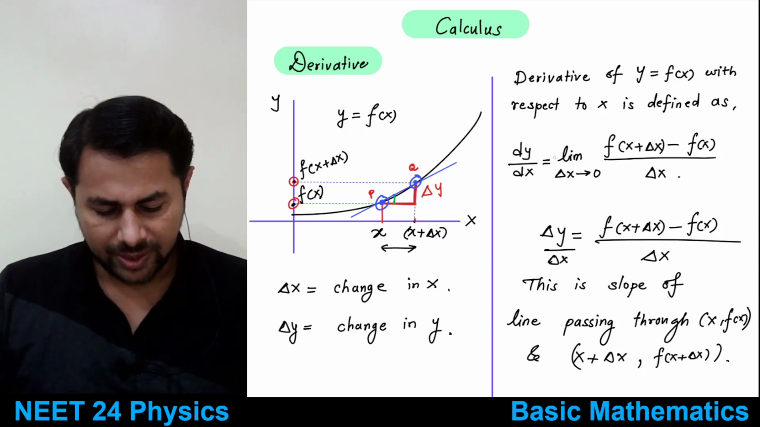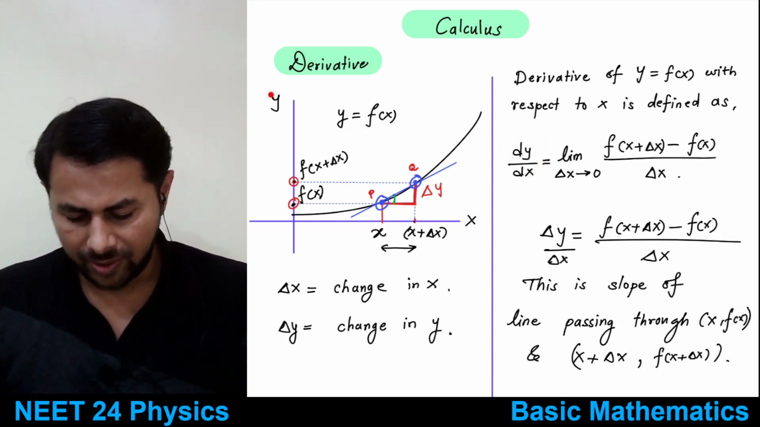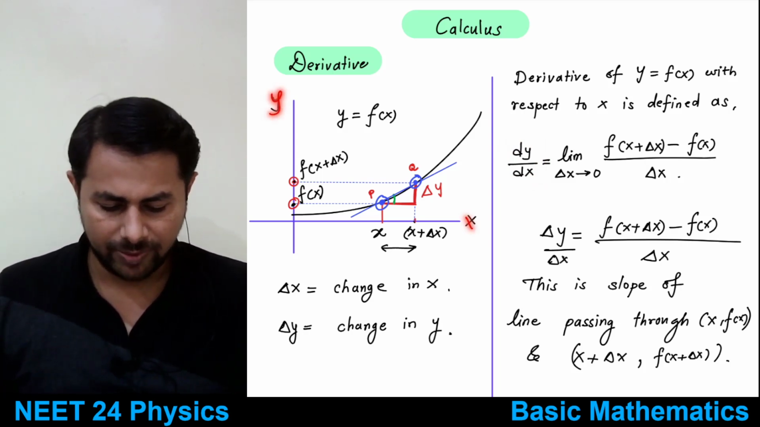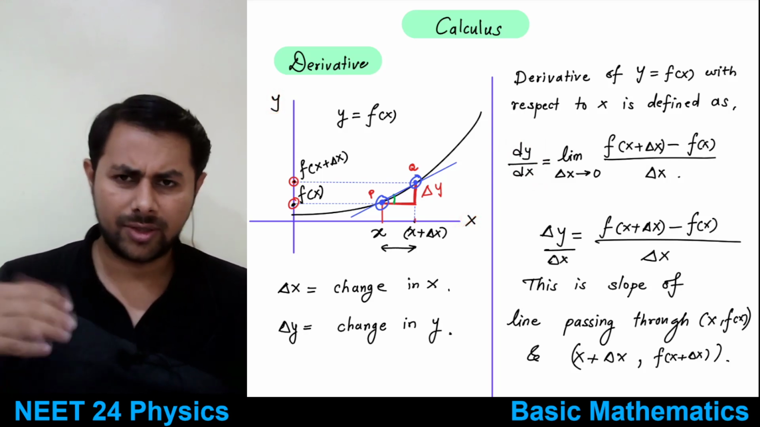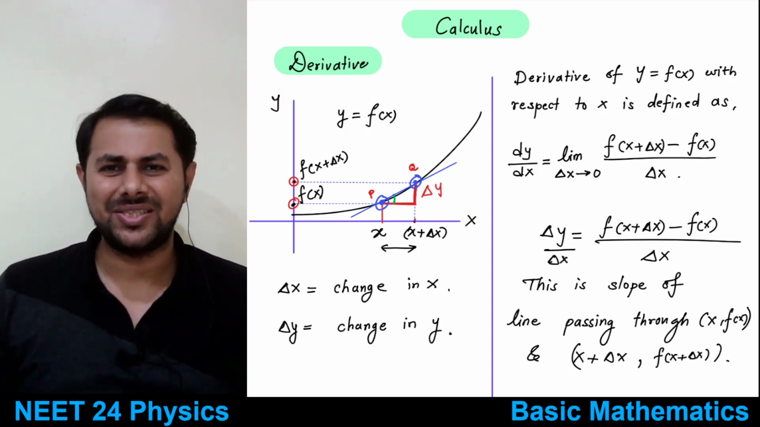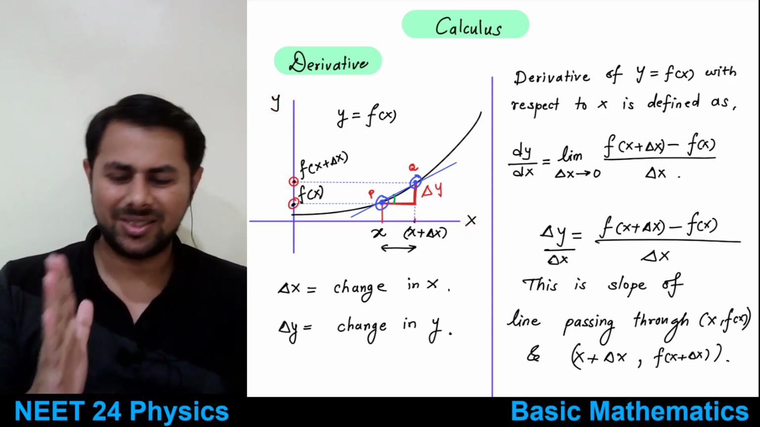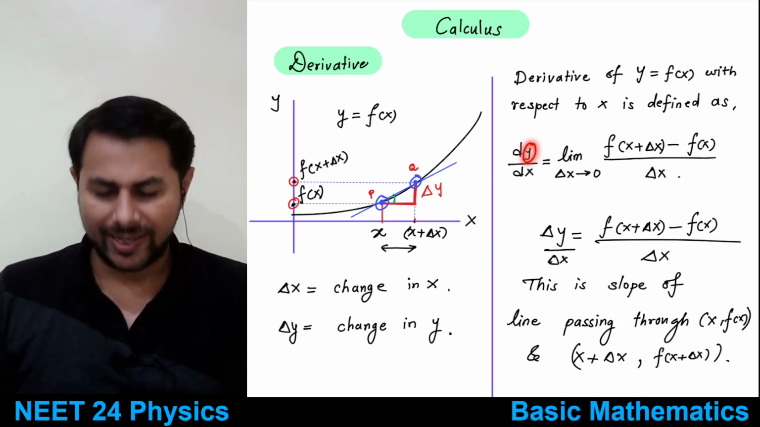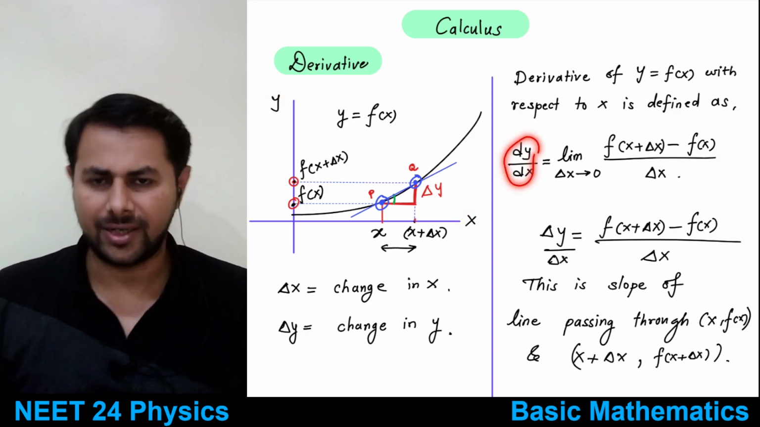So derivative is written like this, dy by dx. It is the derivative of the quantity on the vertical axis, here we are taking it as y, with respect to the quantity on the horizontal axis. Mathematically you can say this is one variable, this is another variable. So variable on vertical axis, variable on horizontal axis. You are taking the derivative of y with respect to x, written as dy by dx.